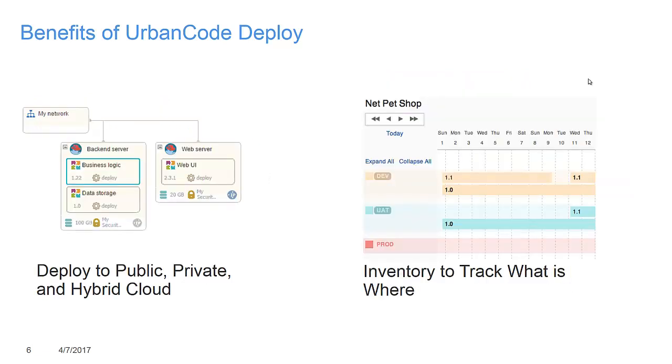UrbanCode Deploy also includes a feature called Blueprint Designer. And this is really used to model your infrastructure. So you can do things like provision cloud environments and deploy your applications and your components to those environments. This used to be a standalone product, but it's now included as part of UrbanCode Deploy. UrbanCode Deploy also includes nice inventory tracking, so you can look at the UI and know exactly what version of your applications and your components have been deployed into what environments.